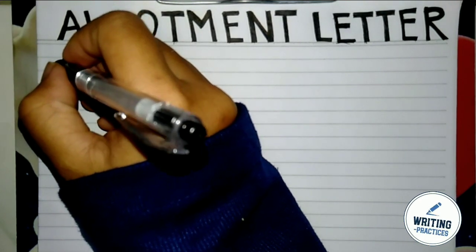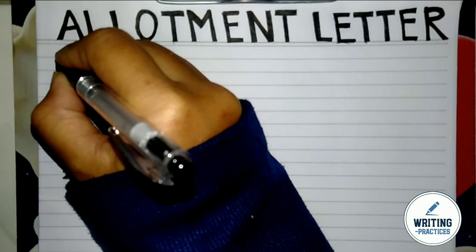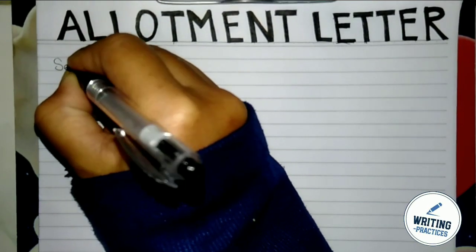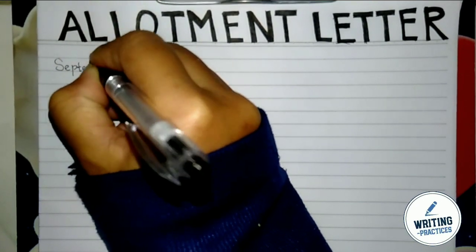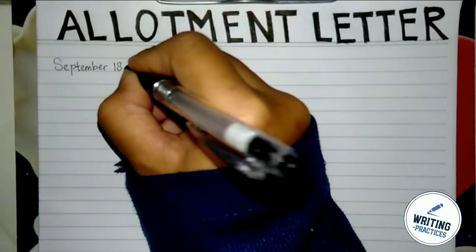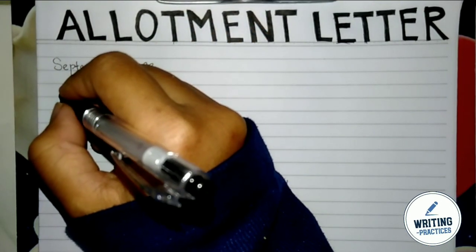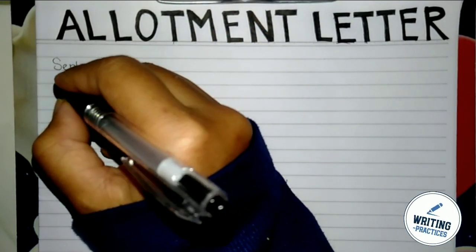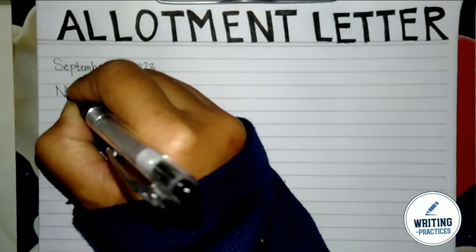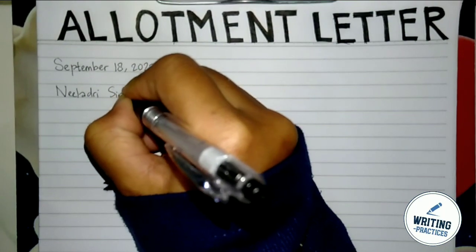Today, we are going to learn how to write an allotment letter. What is an allotment letter? An allotment letter is a document of the sale and purchase of a housing unit or home property. It confirms the allotment and specifies the terms and conditions under which the property has been sold. Many lenders also ask for the house allotment letter as proof when issuing a home loan. Here, Writing Practices will show you how to write an allotment letter step by step.